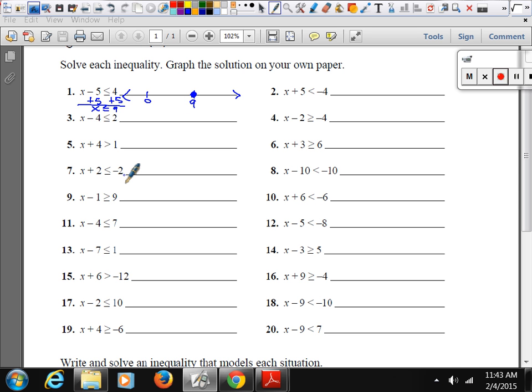The next important thing is to know which side to shade on, because we want to know if they're greater numbers, we want to be to the right. If they're less numbers, we want to be to the left. And this is less. So you're going to shade to the left. And I'm going to fill in the arrow to show that it goes on forever.